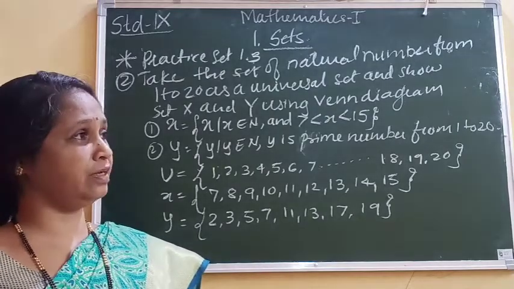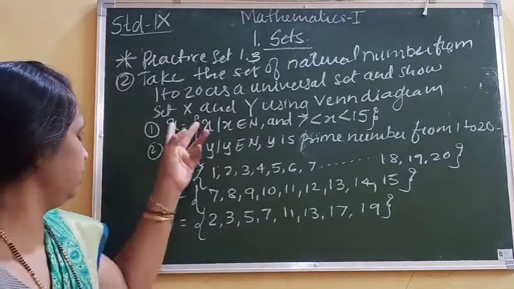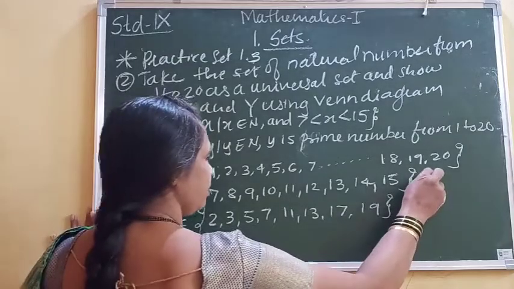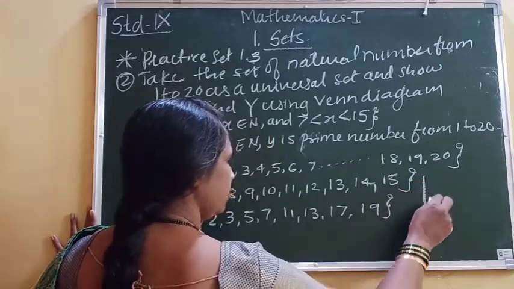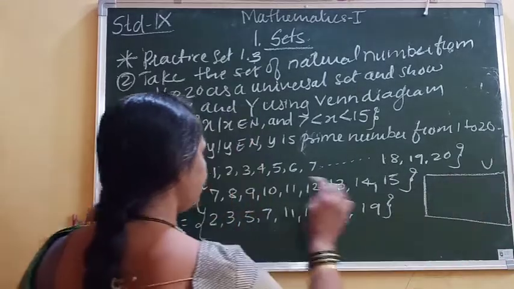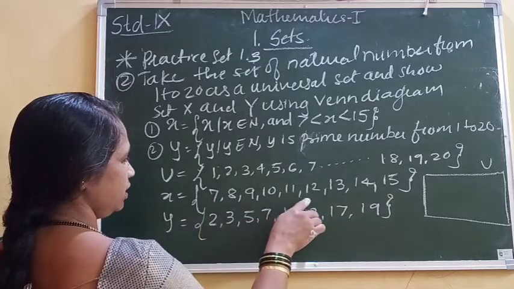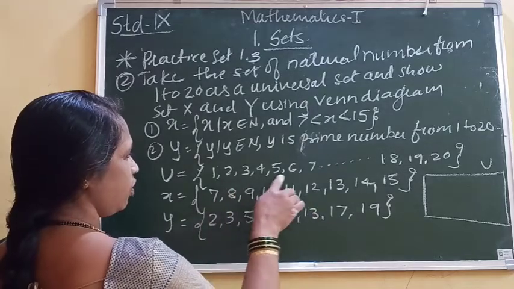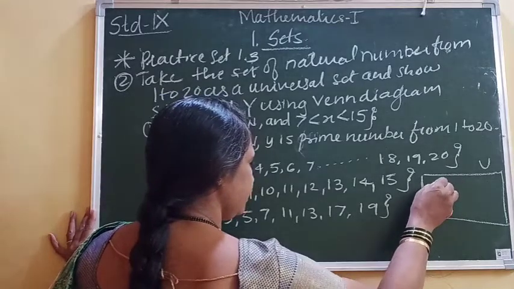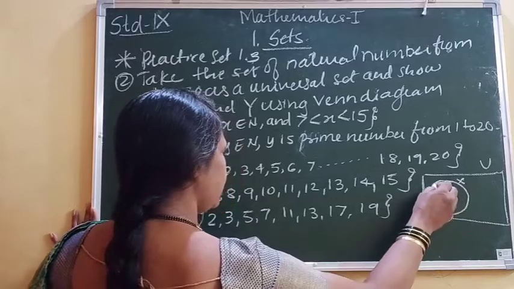Now this you have to represent using a Venn diagram. Now this you can represent in 3 different ways. Now see, first one is the universal set. Okay, now how to represent in a Venn diagram. Now this is the universal set. Now you have to represent X in that. X's elements are what? This. And U's elements are what? 1 to 20. So X's elements we will write here in this circle.